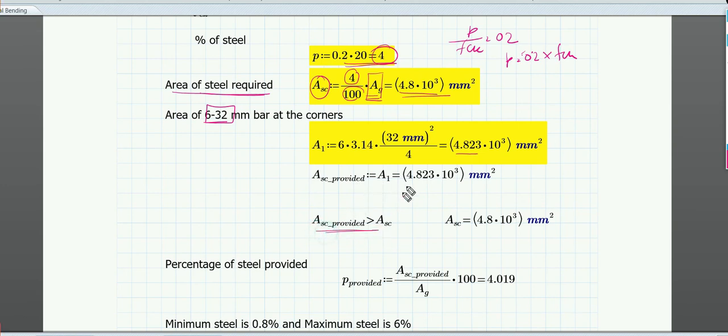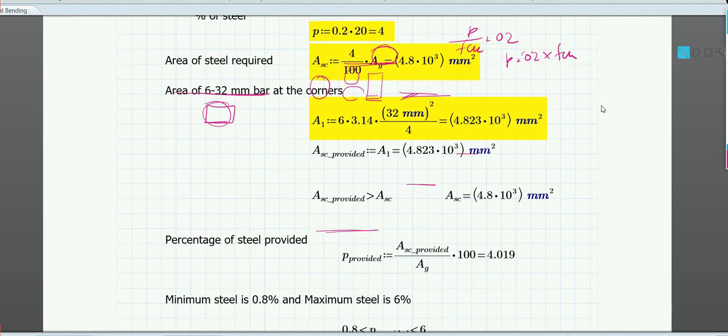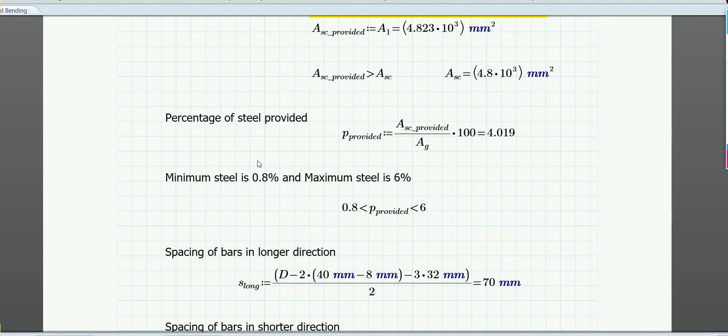ASC provided is basically more than what is required. ASC required is 4.8 into 10 to the power 3 mm square, and what we have provided is 4.823. So we need 6 numbers of 32 mm bars, and the percentage of steel that we have provided is 4.019 and the requirement is 4, and it is within the range of 0.8 and 6%. The minimum is 0.8 and maximum is 6%, so it is well within this range, so it is okay.